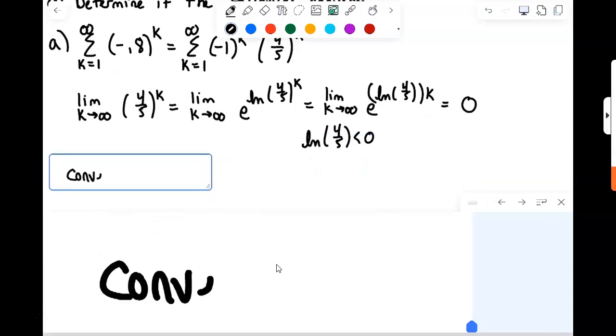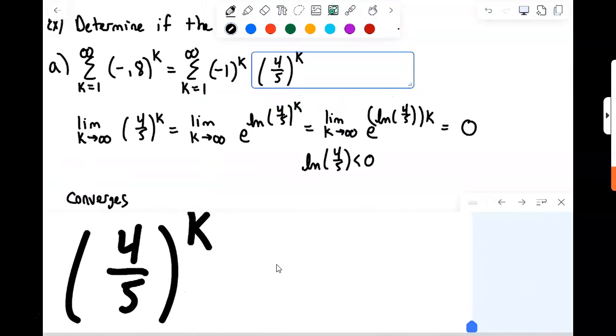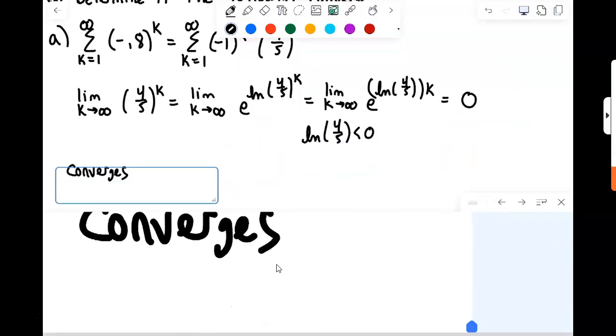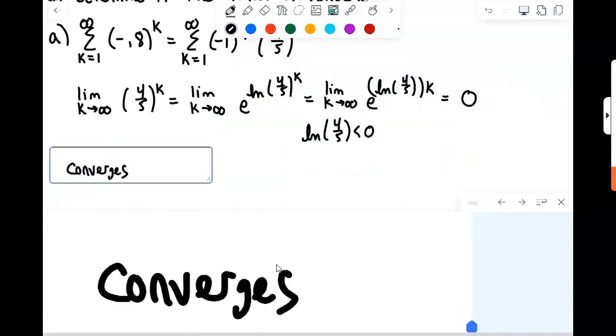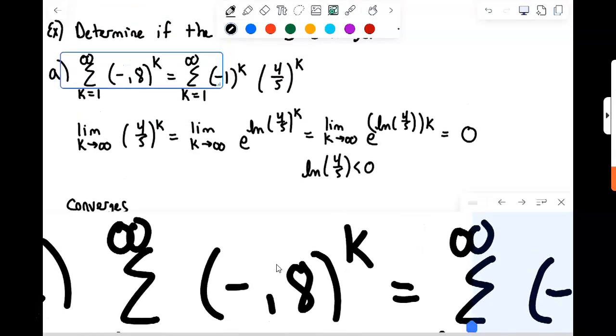So we've checked off our two conditions, right? The underlying sequence is non-increasing. In fact, it's actually decreasing. And the limit goes to 0. So by the alternating series test, the series converges. And that's the answer to this problem. But we can actually compute this one directly.